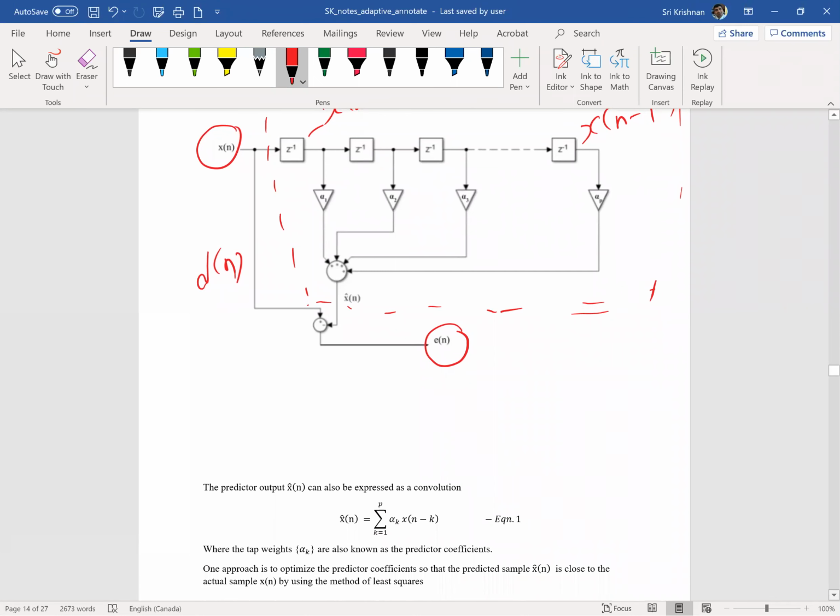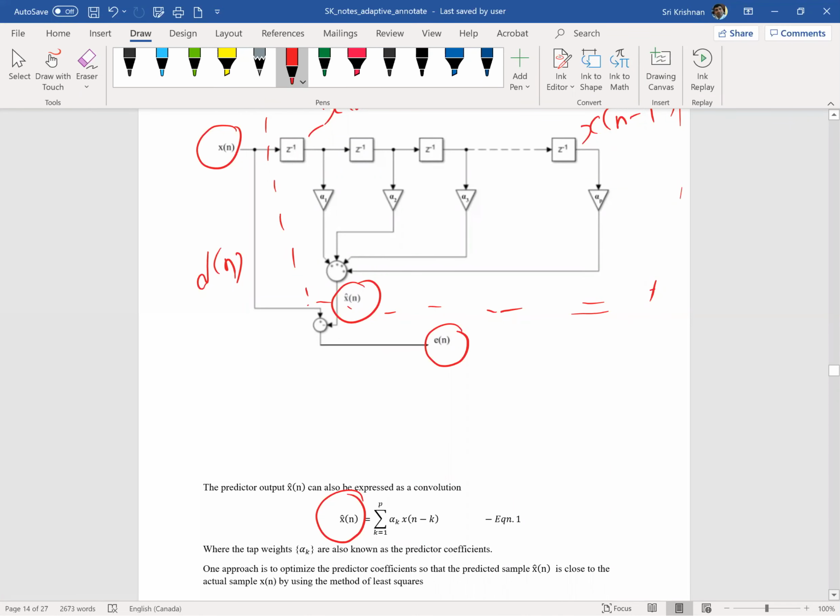The output of the predictor is x hat n, the summation from k equal to 1 to p of alpha k xn minus k. Previously you would have seen the convolution expression going from 0 to m minus 1, or 0 to p minus 1, but here we are going from 1 to p. It's because we want to predict the next sample. On the basis of the past samples, xn minus 1, xn minus 2, and so on, how would I predict xn, the next sample? That's why it's reformulated like this.